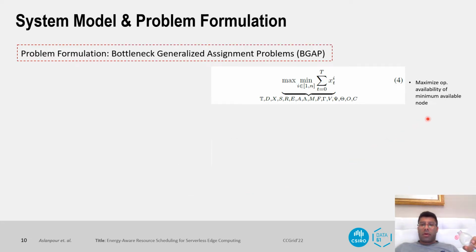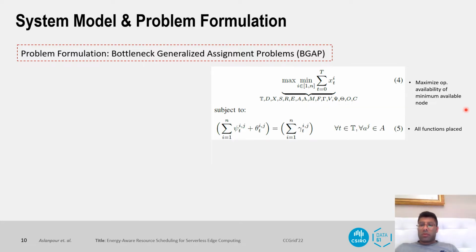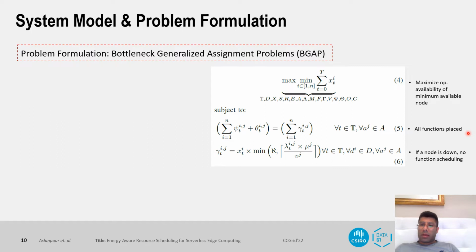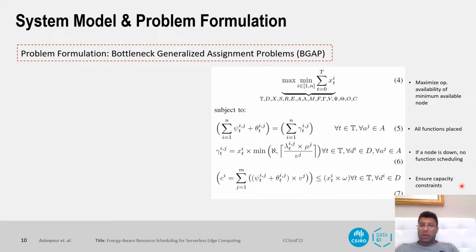We model the problem as a bottleneck generalized assignment problem, where we try to maximize the operational availability of the minimum available node, like the bottleneck node, subject to the constraint that all functions need to be placed. And if a node is down, no function scheduling for that node will happen. And also we know that the capacity is a constraint.